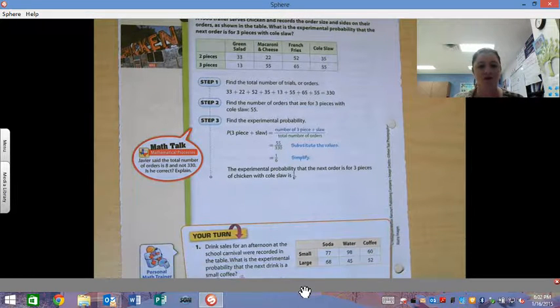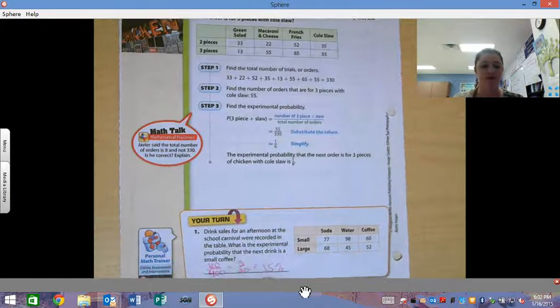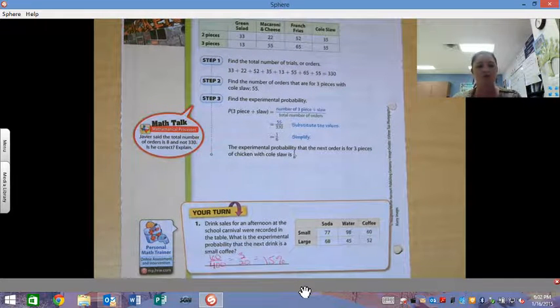Your turn number 1. Drink sales for an afternoon at the school carnival were recorded in the table. What is the experimental probability that the next drink is a small coffee? Well, coffee is 60 out of 400 total orders. You had to add that up, show your work. When we simplify, we get 3 out of 20, which ends up being 15%.